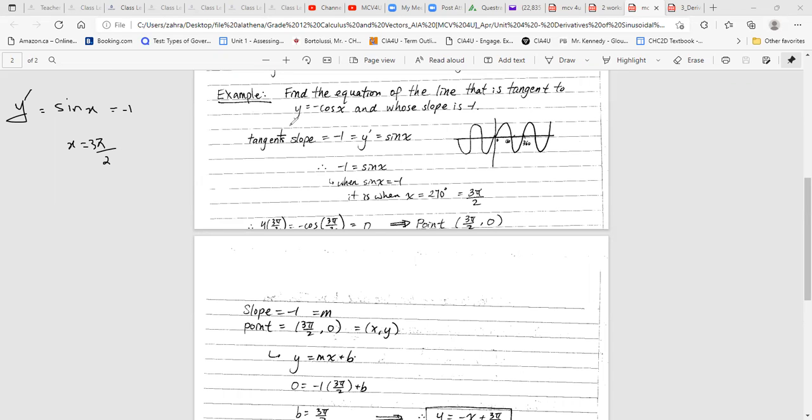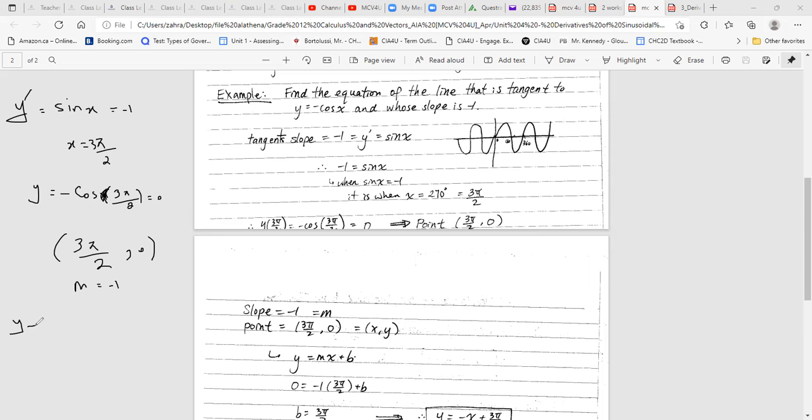So here I want to find the equation of the line. If I have x, I need to have a y, I need to have a point, right? Since y is equal to negative cosine x, instead of the x, I just put 3 pi over 2. So cosine of 3 pi over 2 is 0. So the point is 3 pi over 2 and 0. Also, this slope is negative 1.